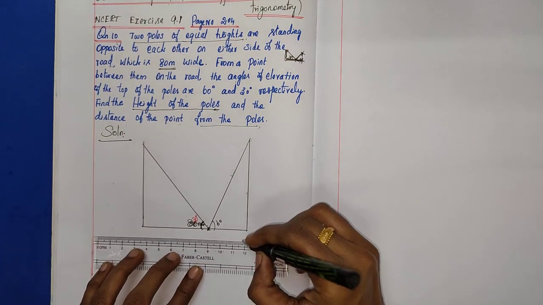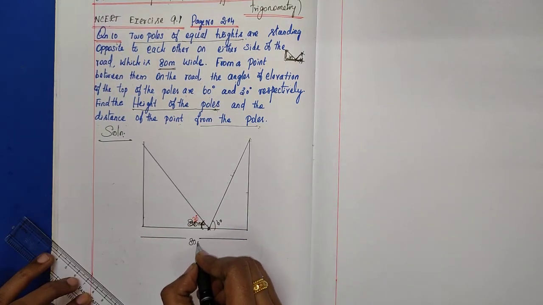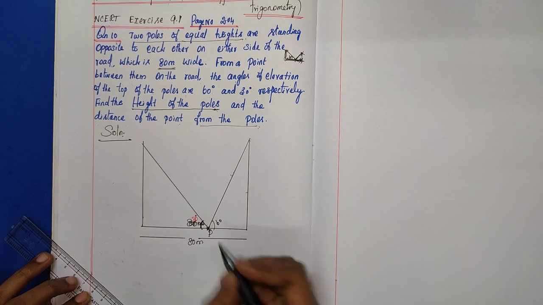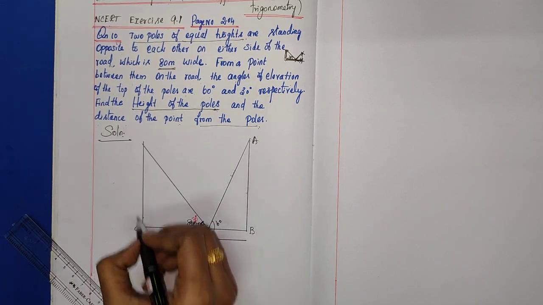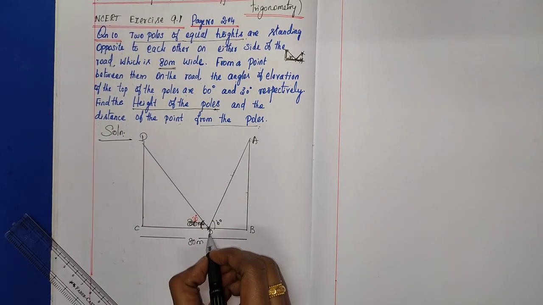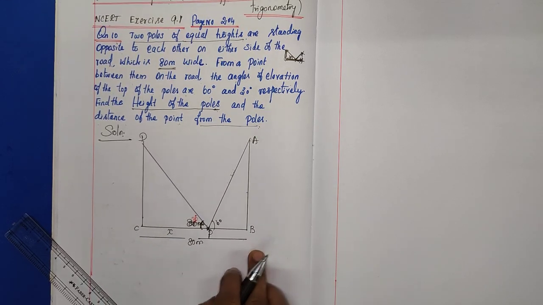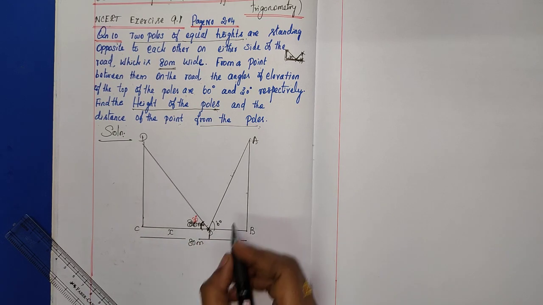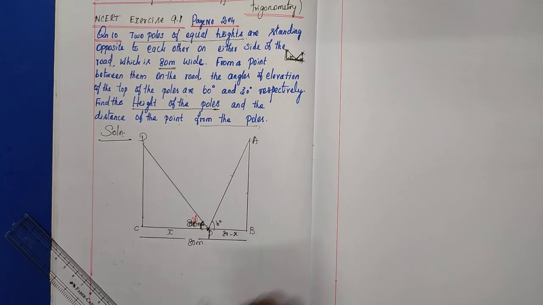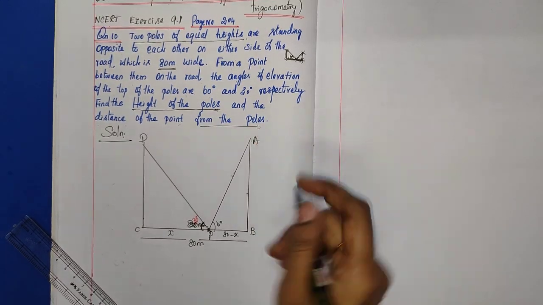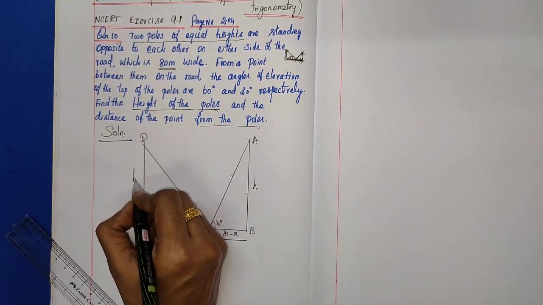The full distance is 80 meter. It is 80 meter wide. This point is taken as P. The poles are considered as AB and CD. C to P take X meter and P to B take, the full is 80, CP is X, therefore the BP distance is 80 minus X. The poles height take H meters. Equal poles, therefore CD also H.